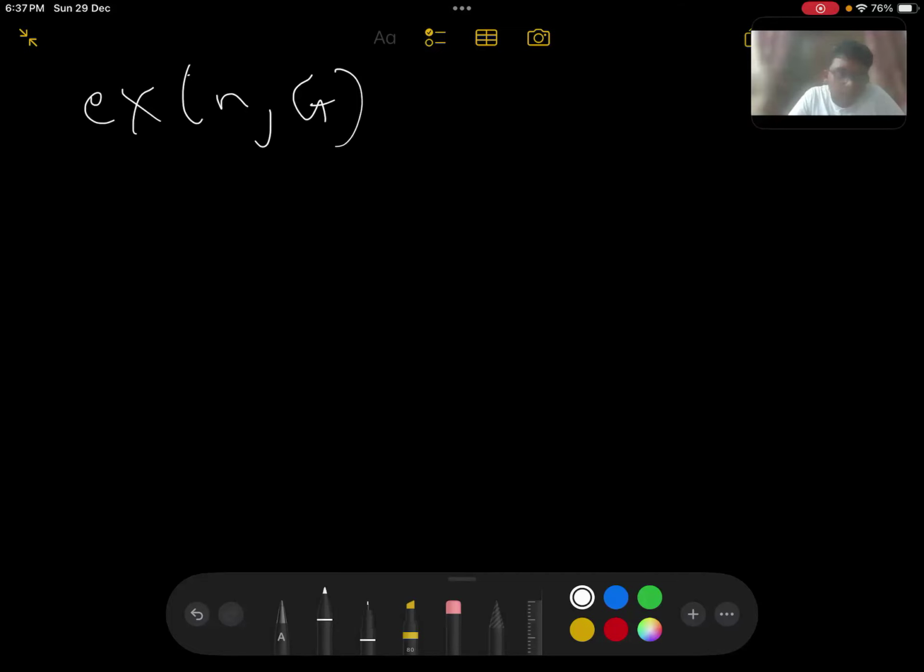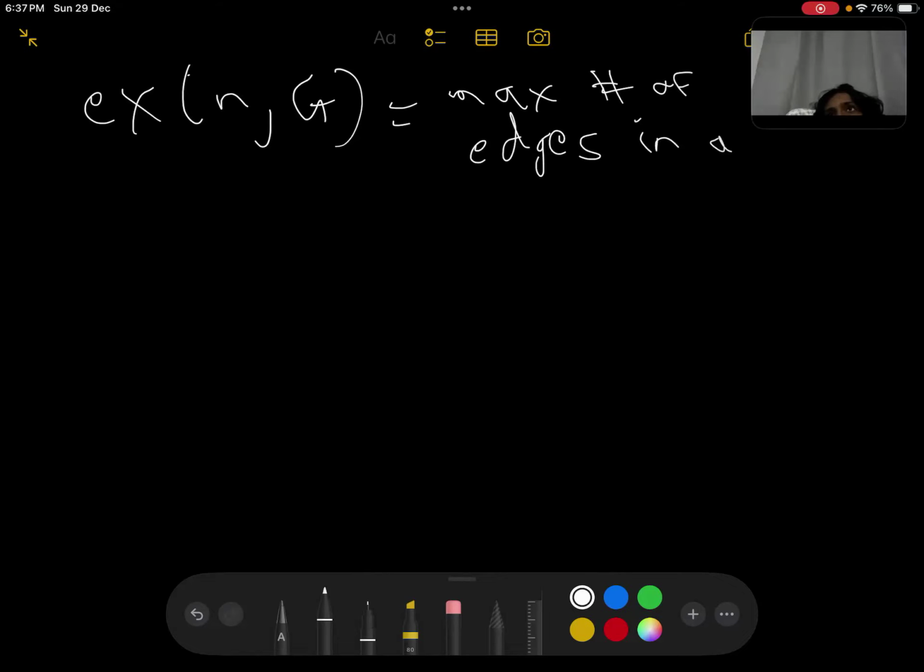Do you know Turan's theorem? No. Do you know Mantel's theorem? Yes. Okay. Some people don't know, fine. So the basic idea is that this number ex(n, G) is the maximum number of edges in an n vertex graph without a copy of G.